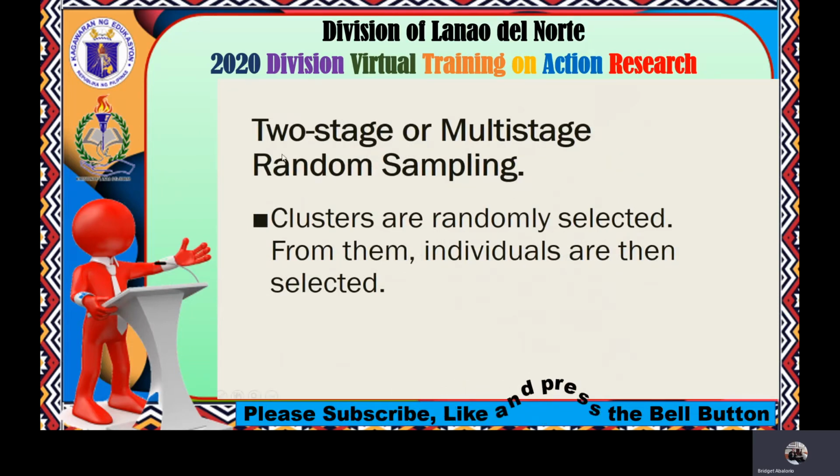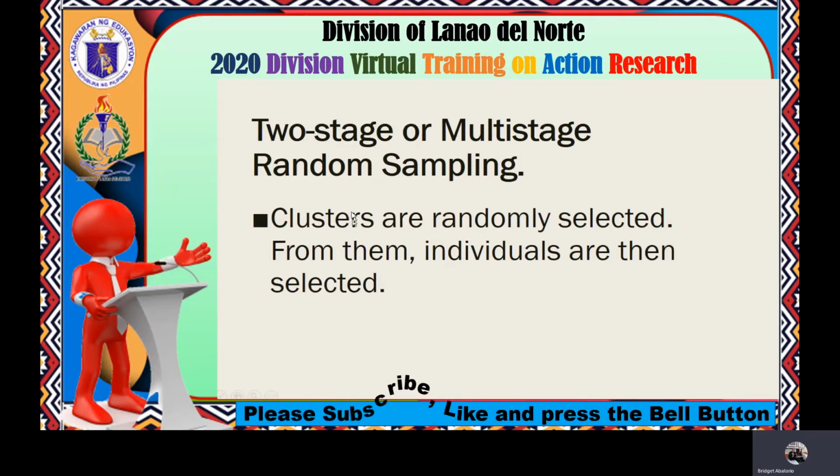The last kind of random sampling is the two-stage or multi-stage random sampling. Clusters are randomly selected, and from them, individuals are then selected. For example, you want to study the effects of social media on the performance of learners. That's a regional study.